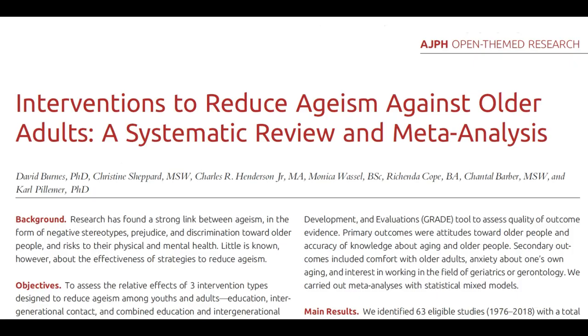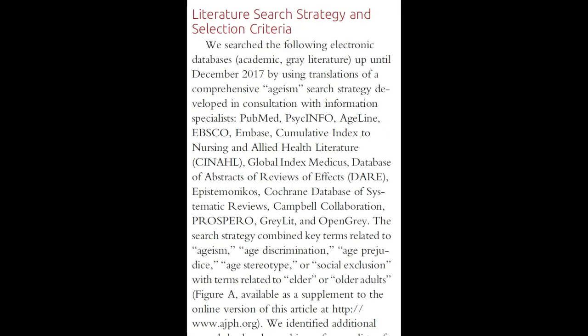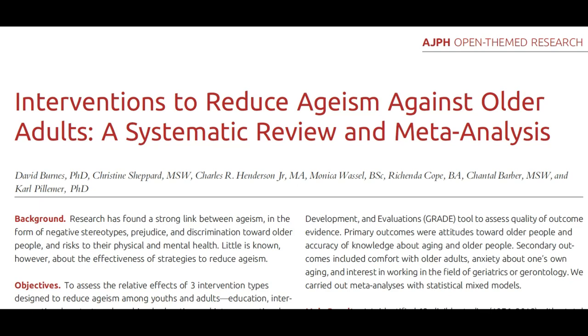In our article example, Interventions to Reduce Ageism Against Older Adults, a Systematic Review and Meta-Analysis, there's a section called Literature Search Strategy and Selection Criteria, where the authors highlight the databases they searched and the search terms they used. Often, an article will include meta-analysis in its title, like the example here. However, this is not always the case.